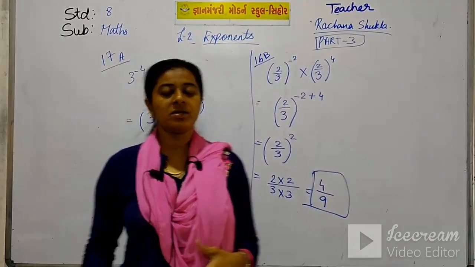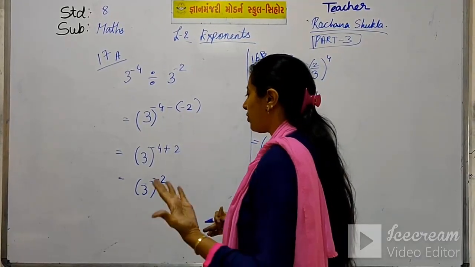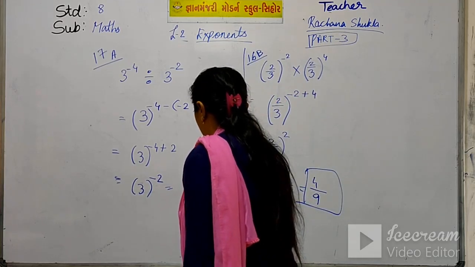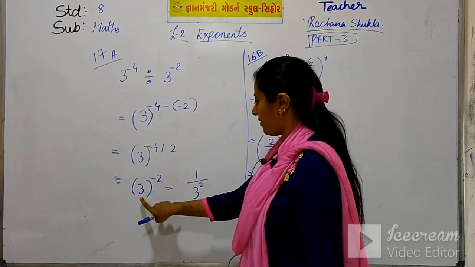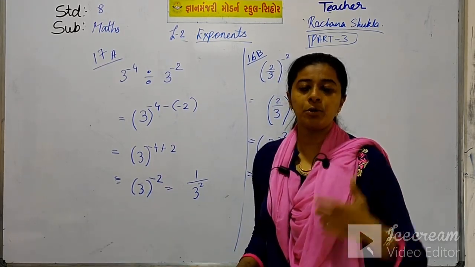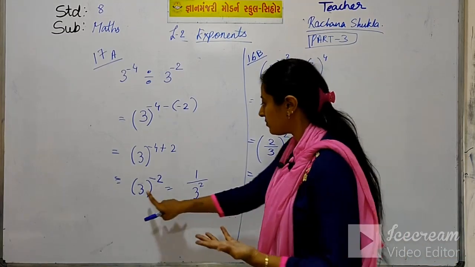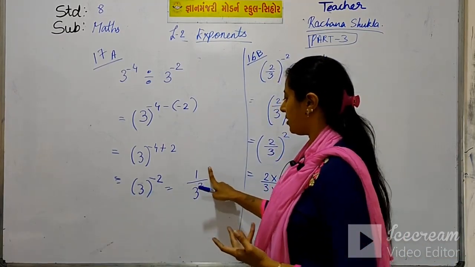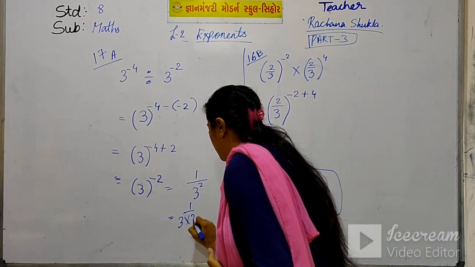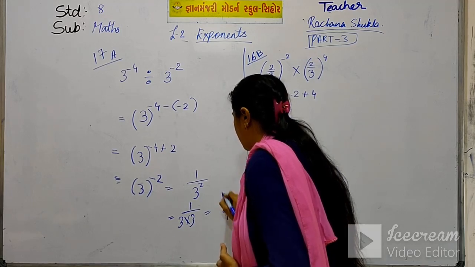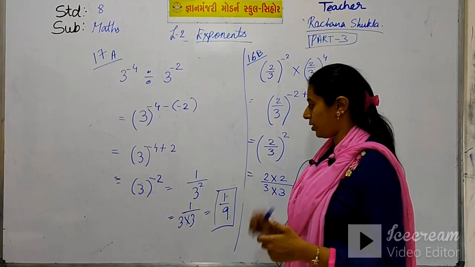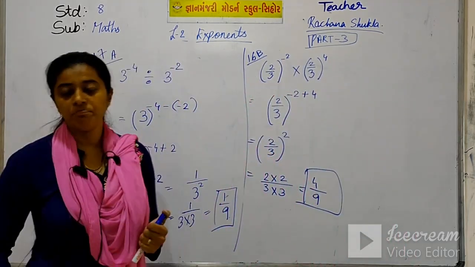3 to the power minus 2 will be your answer, but you have to evaluate it. So changing the negative sign, it will become 1 upon 3 raised to 2. You can write this this way also. It is the reciprocal. I taught you reciprocal in the previous videos. So 3 to the power minus 2 will become 1 upon 3 square. That means 1 upon 3 into 3 will give you the answer 1 upon 9. Now 17b.